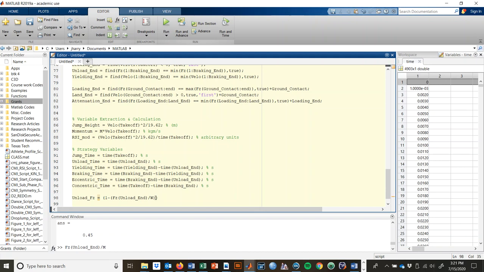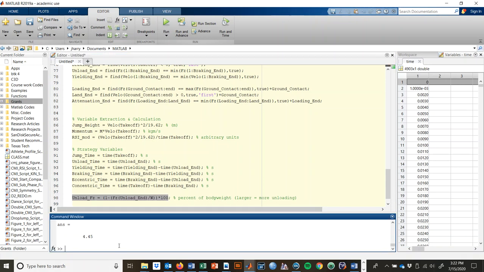Okay, and then what we'll do is multiply by 100 to convert that to a percentage. So this becomes a percent of body weight, where larger equals more unloading. Okay, and I'll just add my semicolon to suppress that. Copy this to the command window to calculate. You'll see there about 55% of body weight was unloaded.